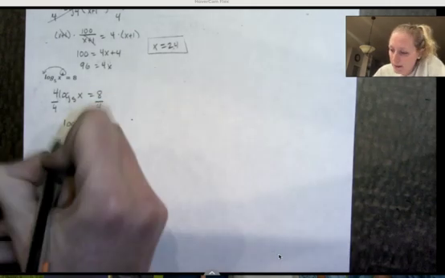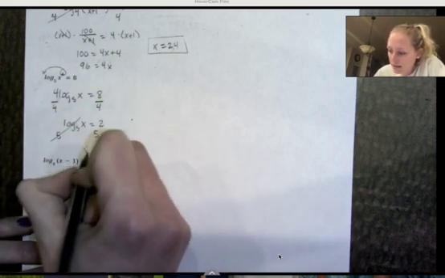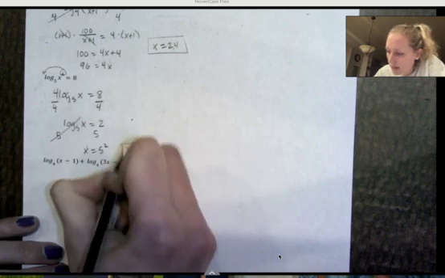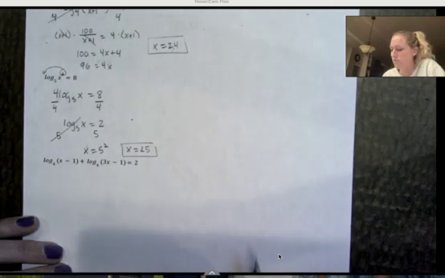Now I can apply an exponential of 5 to cancel that. So I have x is equal to 5 squared, or 25. And if I were to put 25 back in there for x, it's going to be positive and defined.